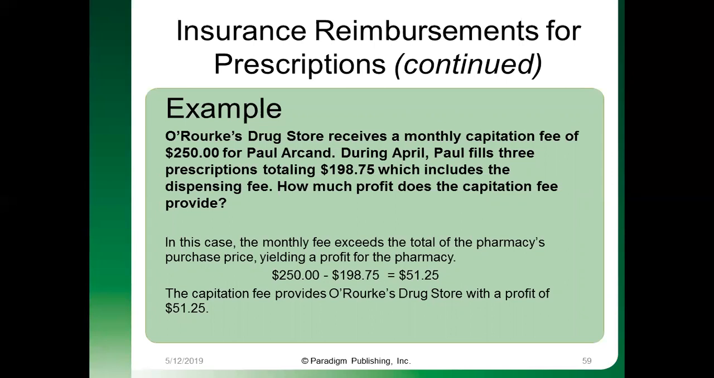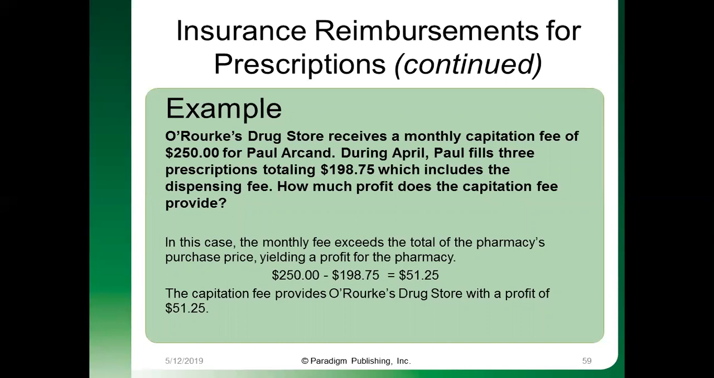A drugstore receives a monthly capitation fee for $250 for Paul Alarcon. During April, Paul fills 3 prescriptions totaling $198.75, which includes the dispensing fee. How much profit does the capitation fee provide?